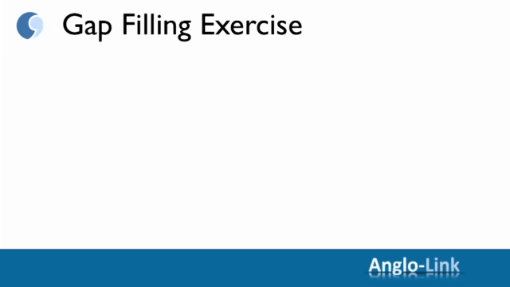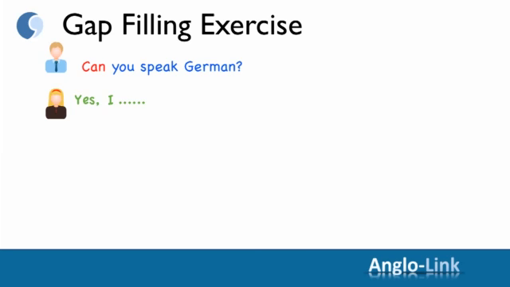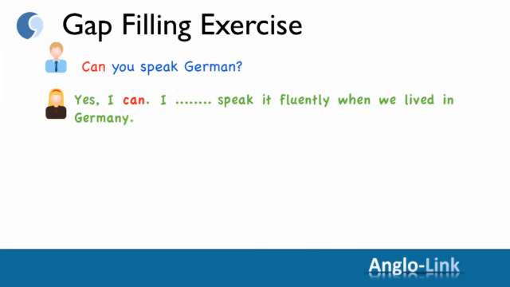Okay, it's time for our gap-filling exercise. In this exercise, I'd like you to choose among the 4 modals we've just looked at: can, could, may, or might. Let's begin. You speak German? Can you speak German? Yes, I can. I speak it fluently when we lived in Germany. I could speak it fluently when we lived in Germany.